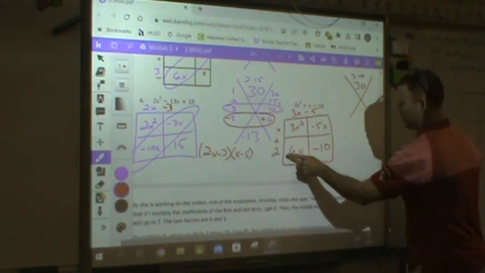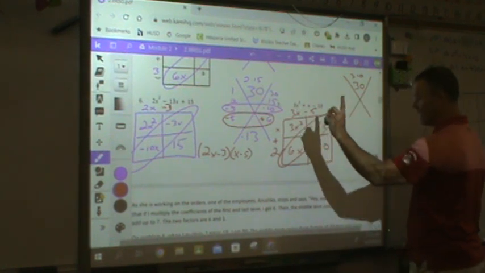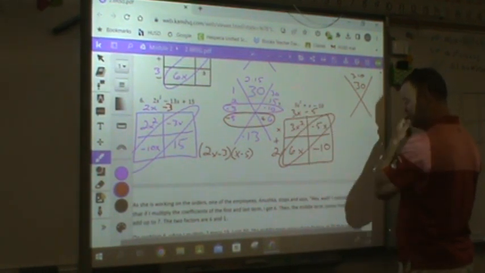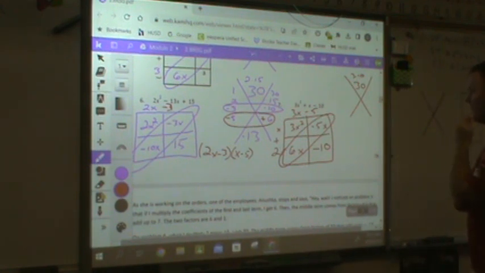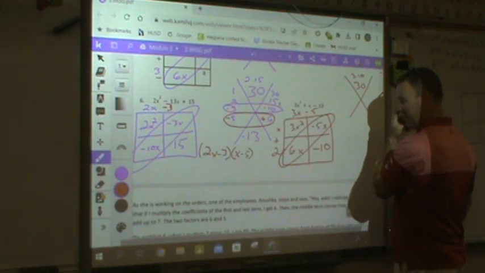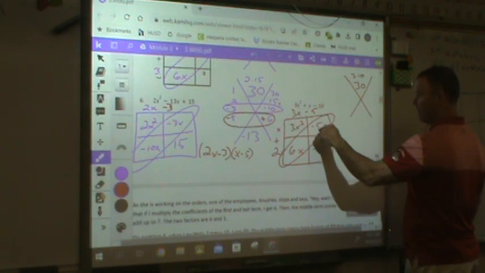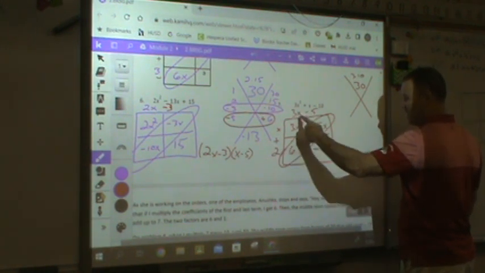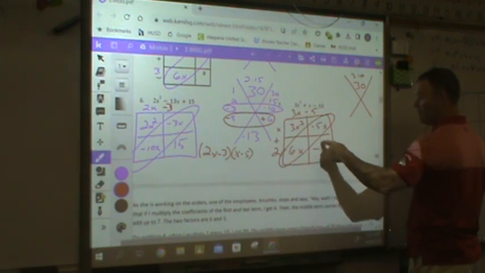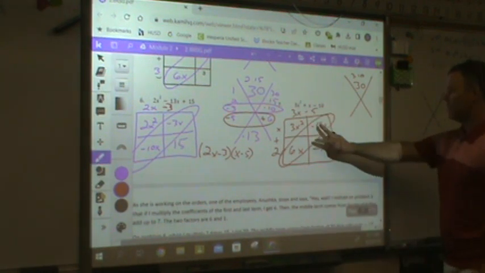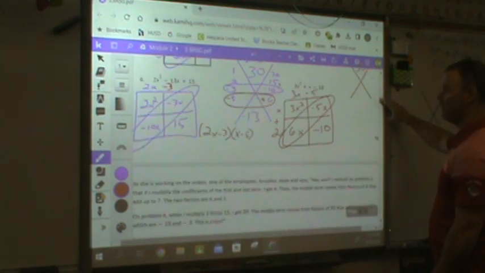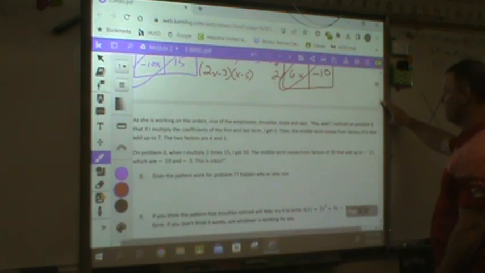Right? So now if I combine these, I get the x that I need, the positive x. And if I multiply, hey, I get what I get. 3x times x is 3x squared. X times negative 5 is negative 5x, which is what I need. 2 times 3x is 6x. And 2 times negative 5 is negative 10. So in some ways, yes, it does matter. I retract my statement for what I said with 6. It does matter. All right?